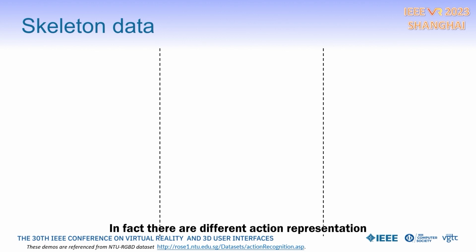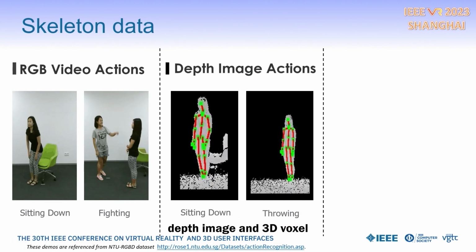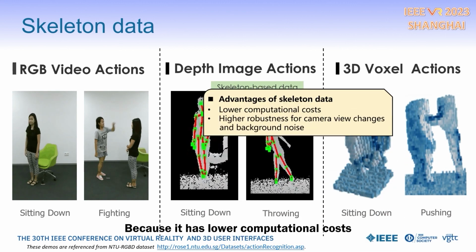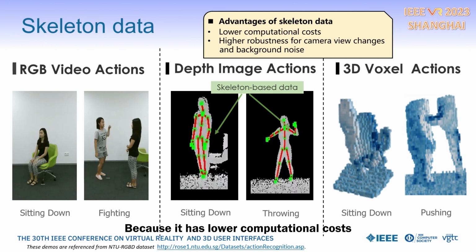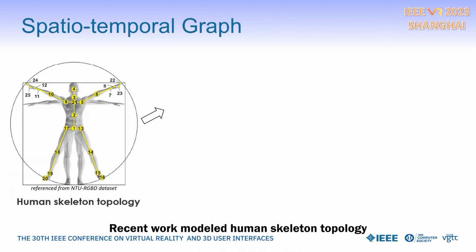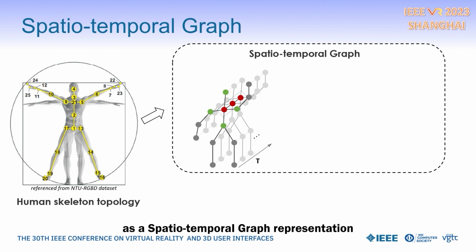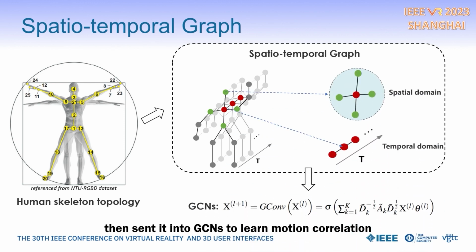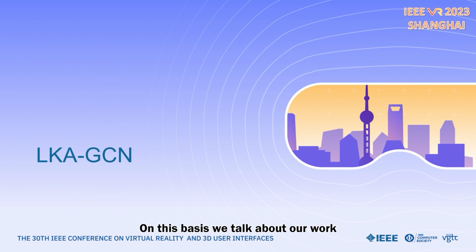In fact, there are different action representations such as RGB video, depth image, and 3D voxel. Why do we select skeleton data? Because it has lower computational costs and high robustness to camera view changes and background noise. Recent work modeled human skeleton topology as a spatial-temporal graph representation, then sent it into GCNs to learn motion correlation. On this basis, we talk about our work.